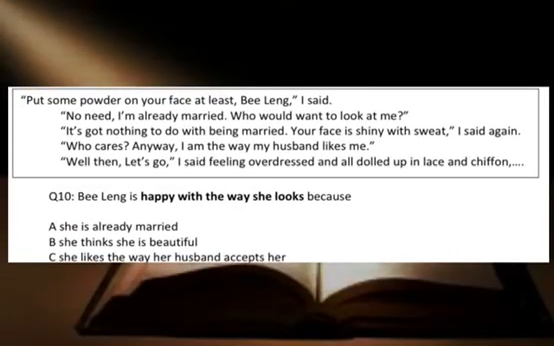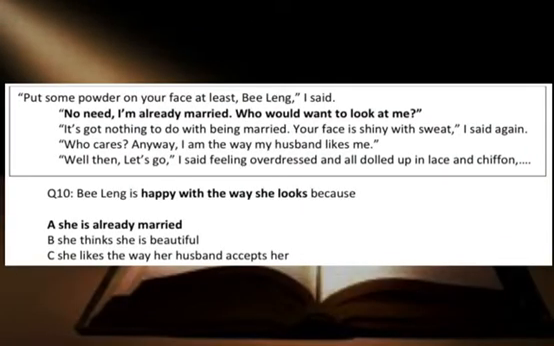Question 10. Bee Lang is happy with the way she looks because. From the question, can you identify the keyword? Keyword is happy with the way she looks. For us to answer the question, we know that we have to find a reason. From the extract, there is clear evidence of how Bee Lang feels about the way she looks. When the writer advised Bee Lang to put some powder on her face, she confidently replied, "No need, I'm already married. Who would want to look at me?" Therefore, the reason for Bee Lang to feel happy with the way she looks is because she is already married.